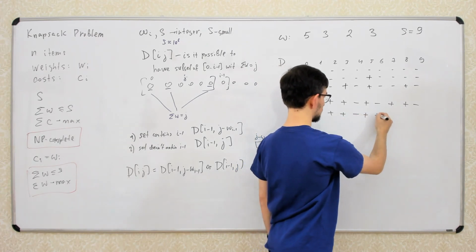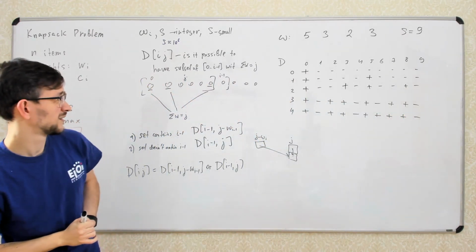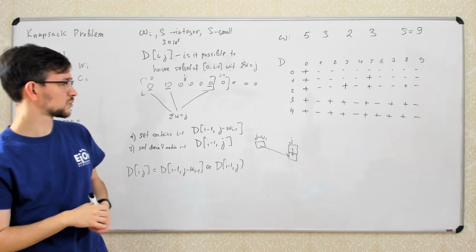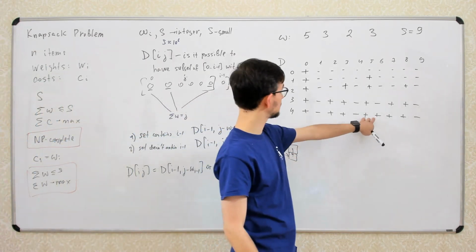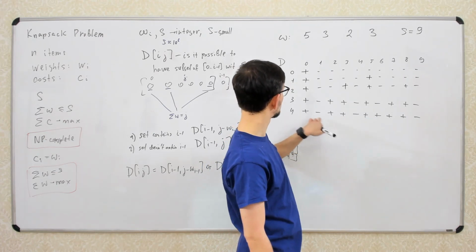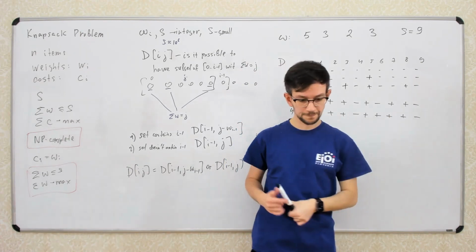Here we have plus, right? Looks fine now. The only new weight is 6, right? We don't have 4, we don't have 1, and we don't have 9. Looks fine.